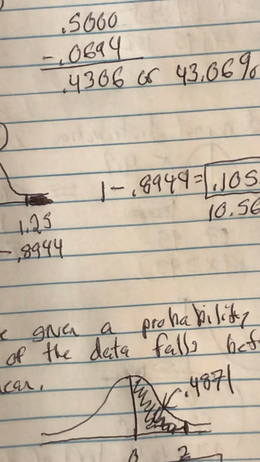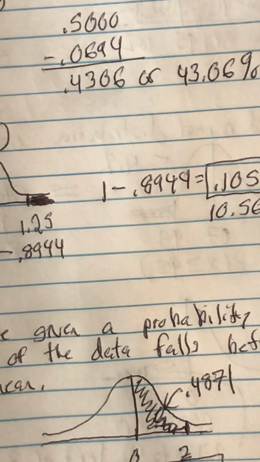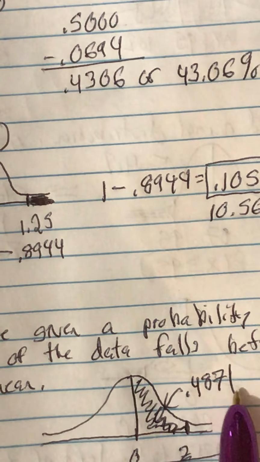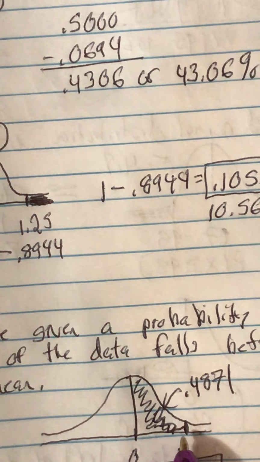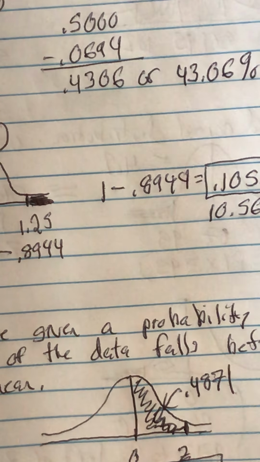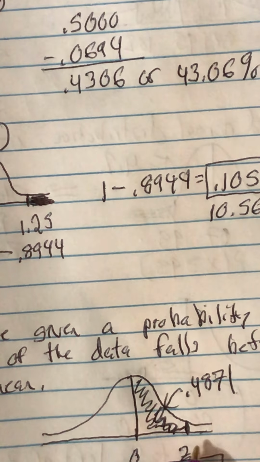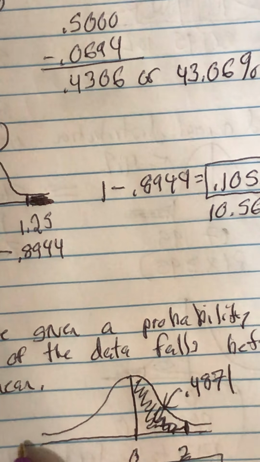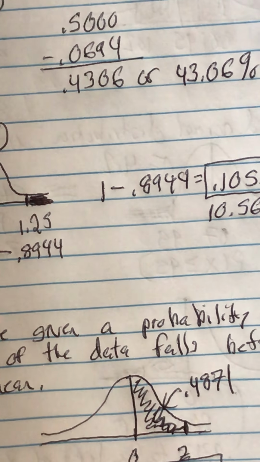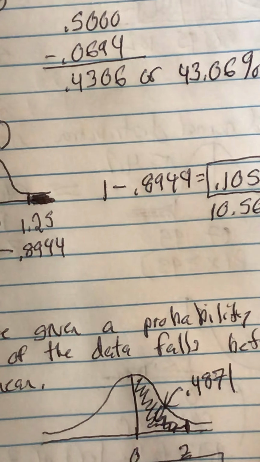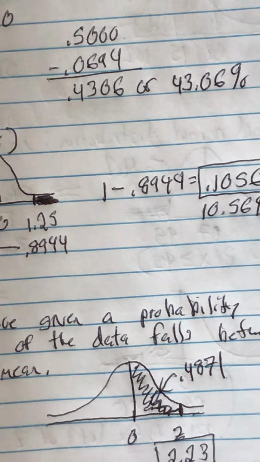Okay, so at a z-score of 2.23, 48.71% of the data lies between that and 0. And remember, 98.71% of the data lies between z and the left-hand side of infinity. I'm hoping this makes sense to you. You can feel free to watch the video as much as you need to.